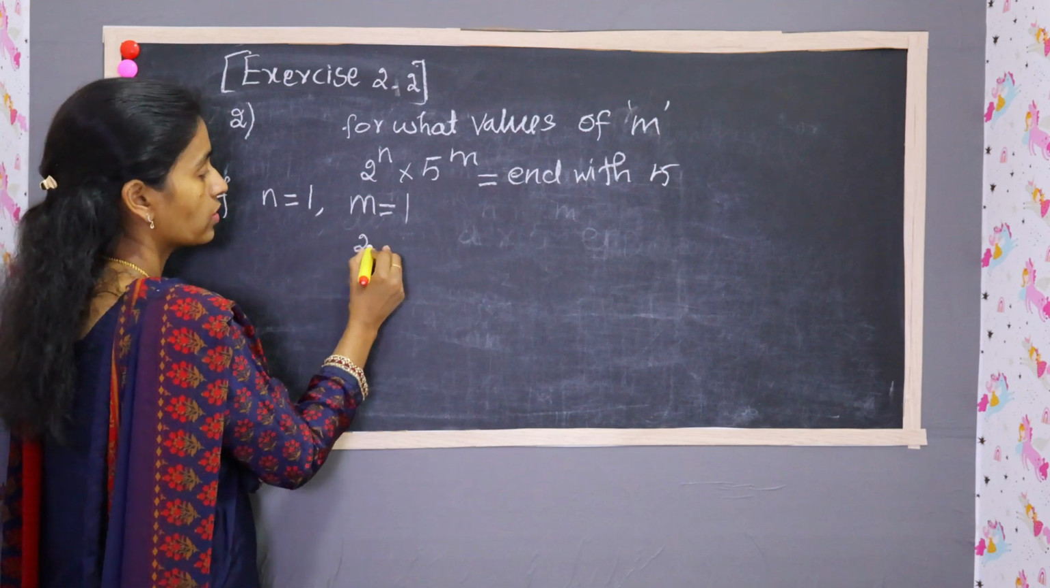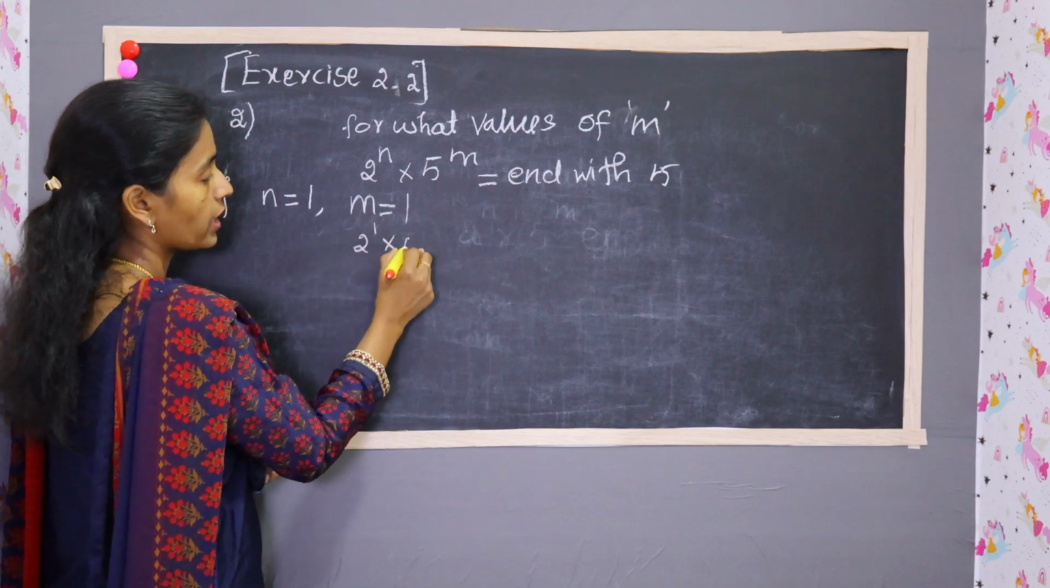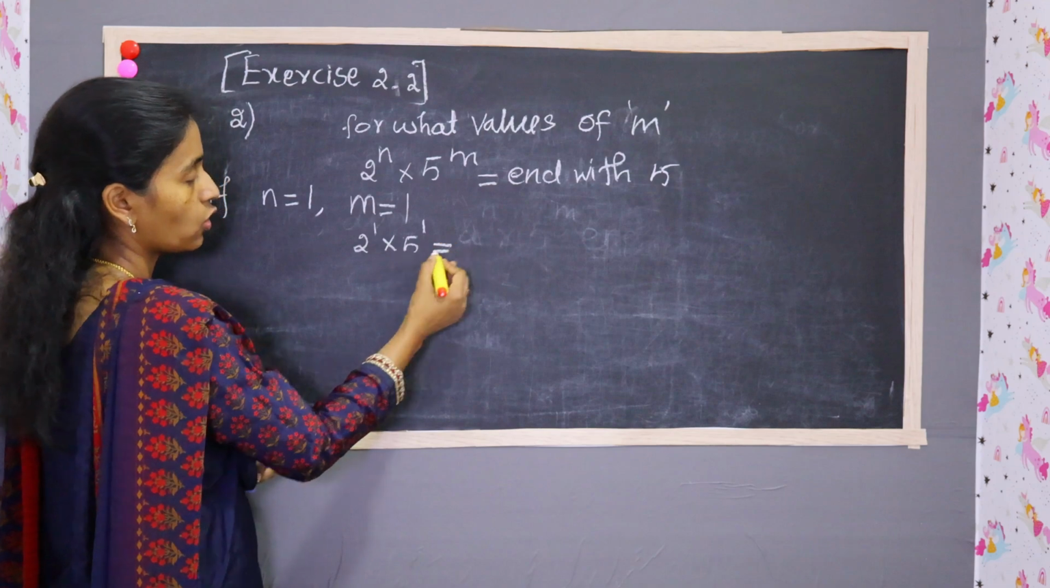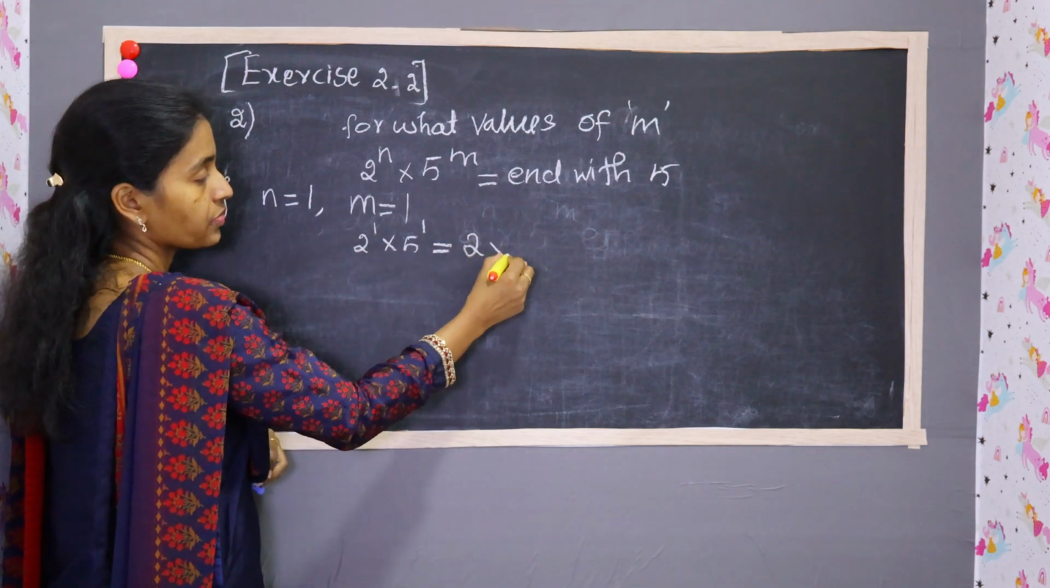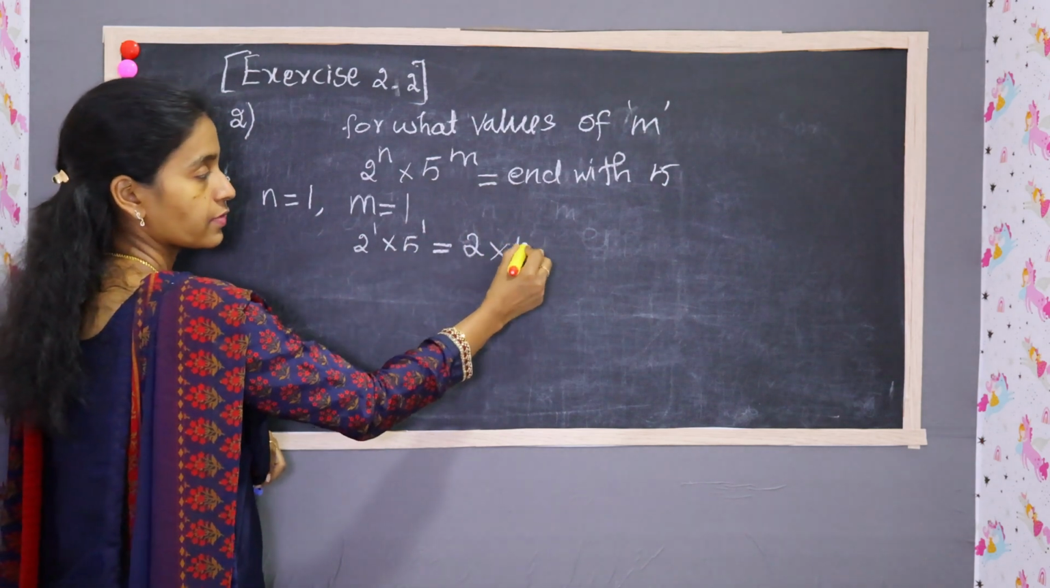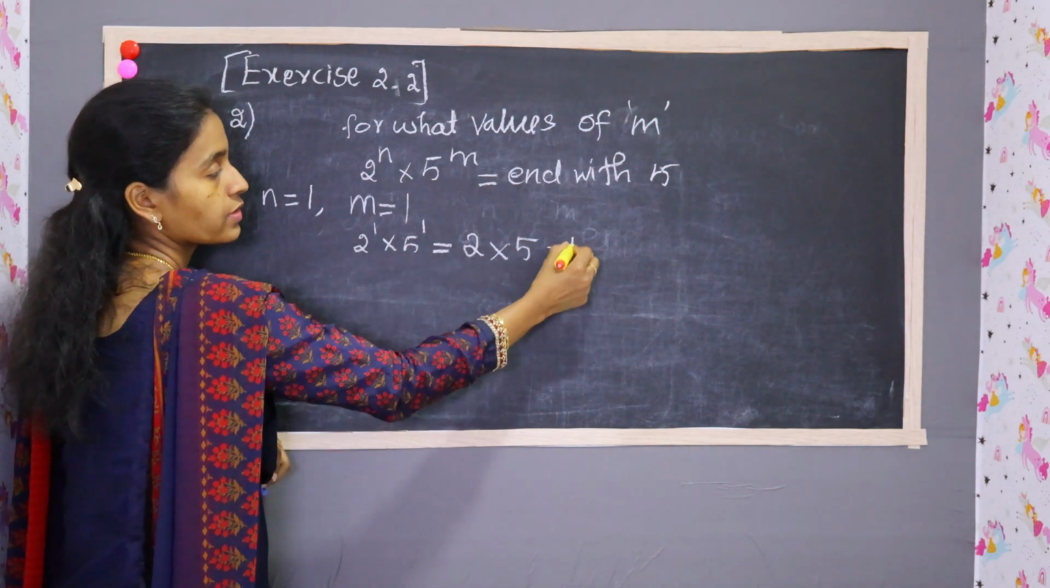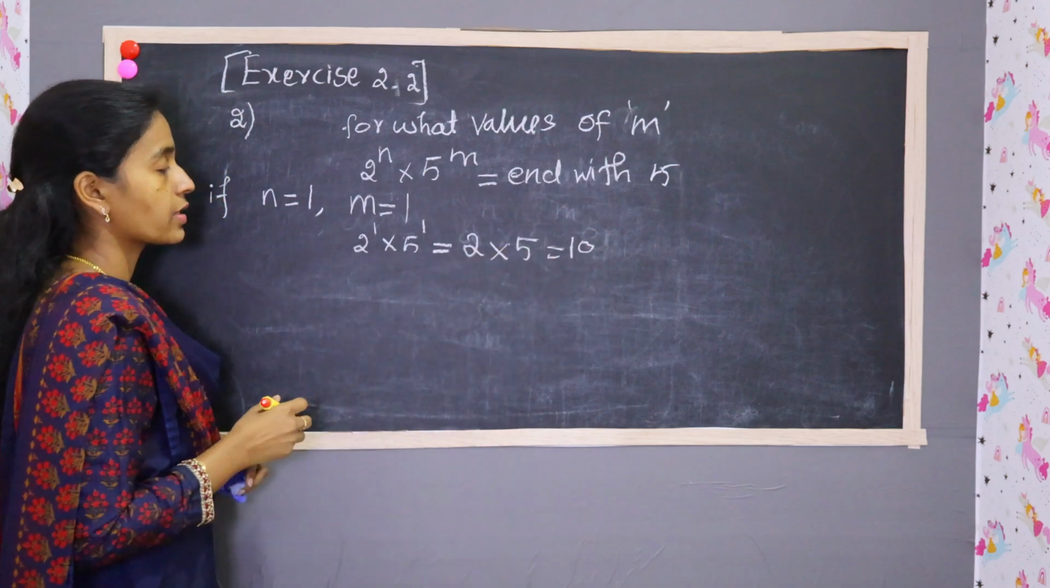then 2 power 1 into 5 power 1 equals how much? 2 power 1 means 2, right? 5 power 1 means 5. 2 into 5, 10.